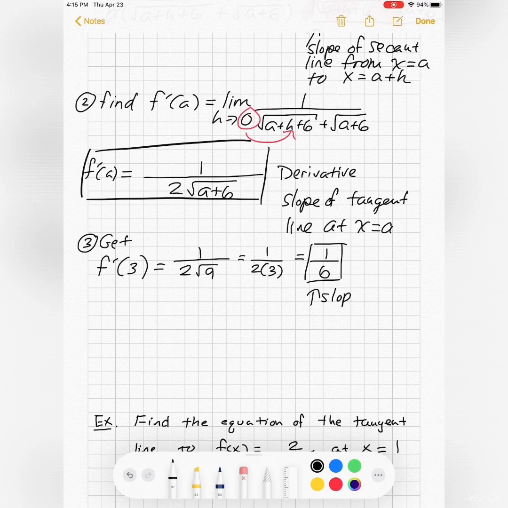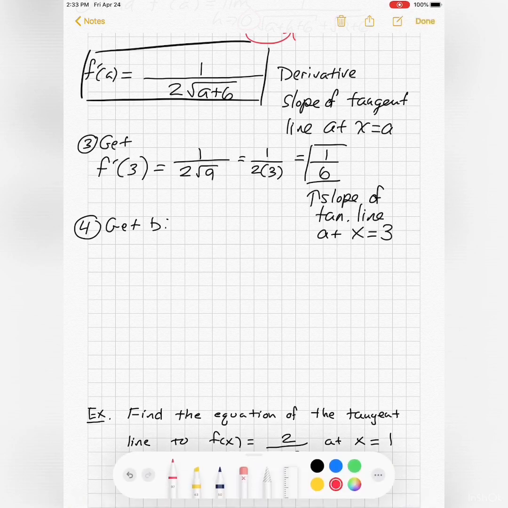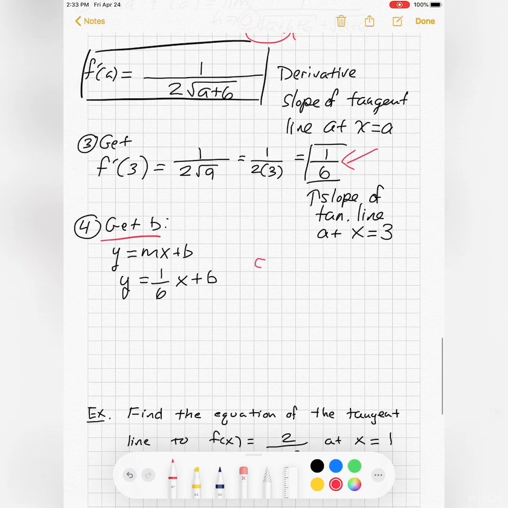Okay, so this is the slope of the tangent line at x equals 3. All right, so now that we know the slope of that tangent line is 1/6, all that's left to do is actually write the equation of the tangent line. So that's our y equals mx plus b. And then we know the slope is 1/6. So then all that's left to do is get b.